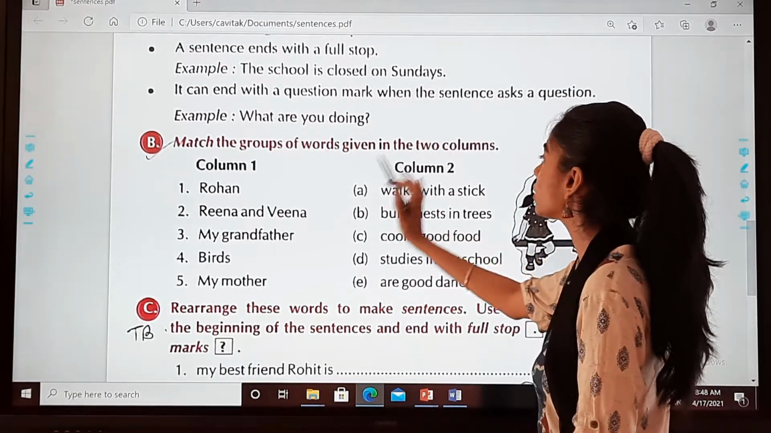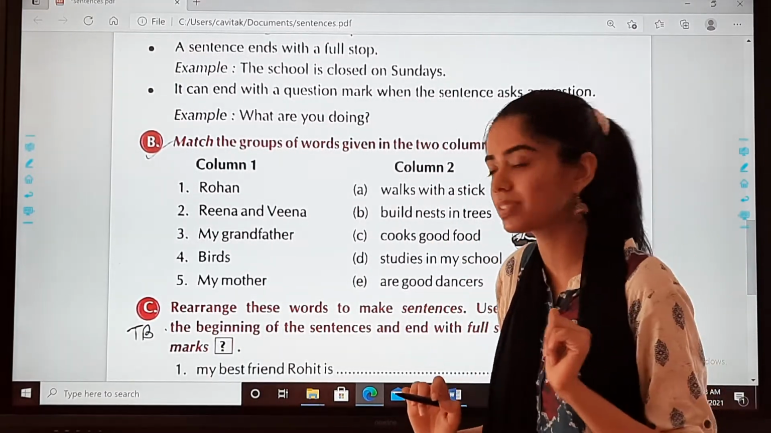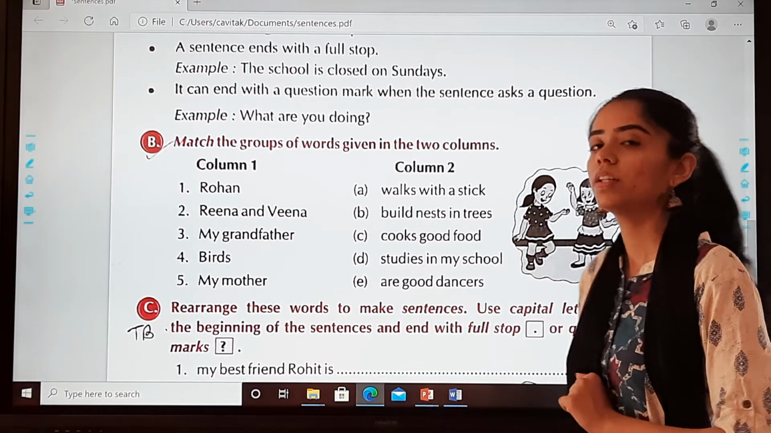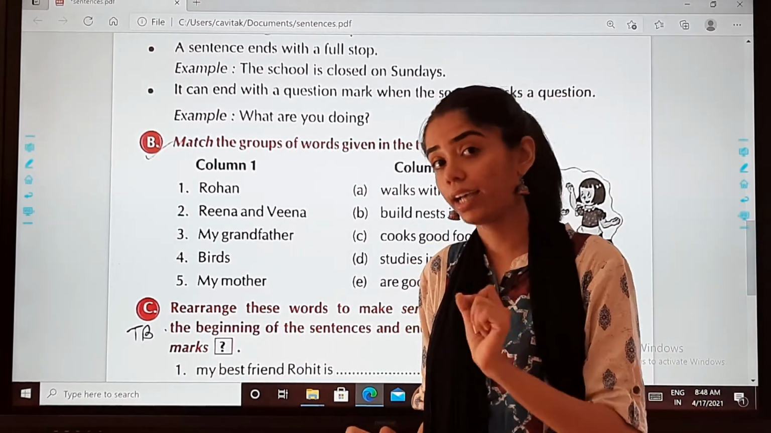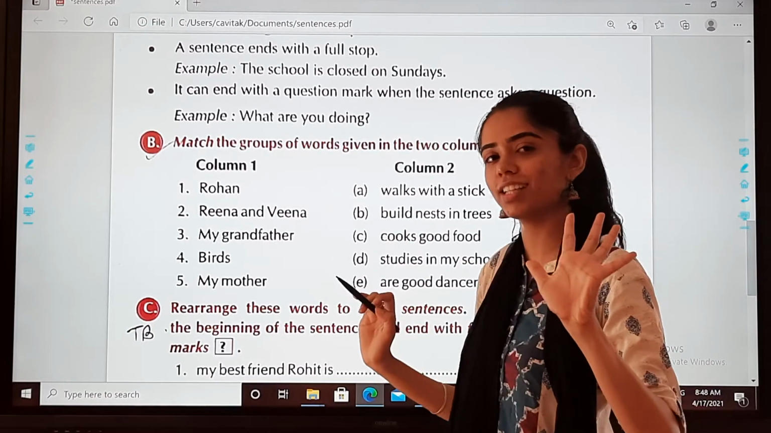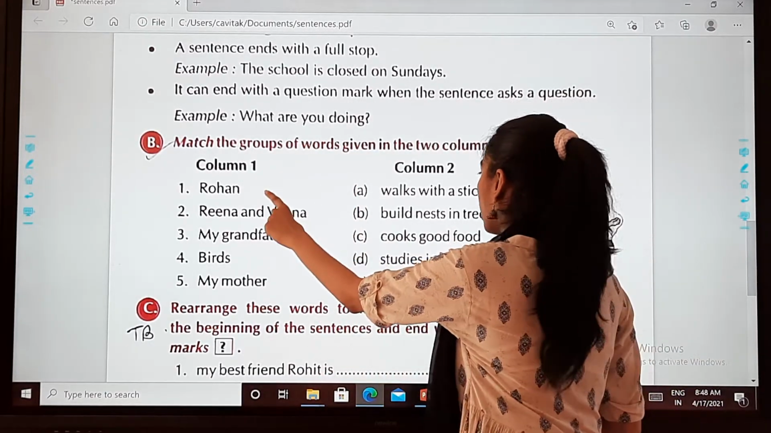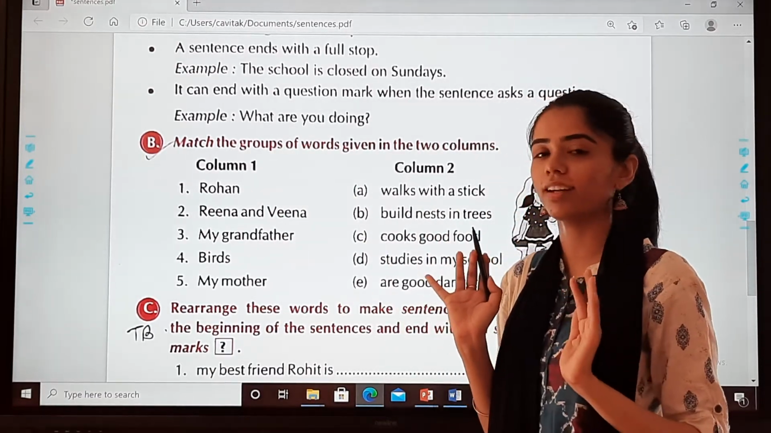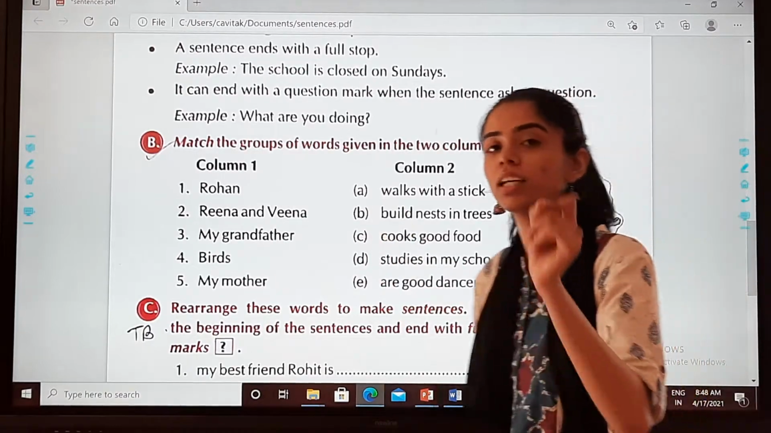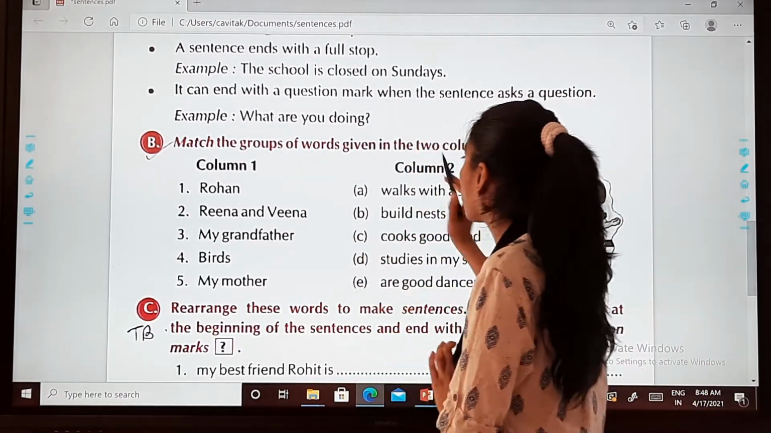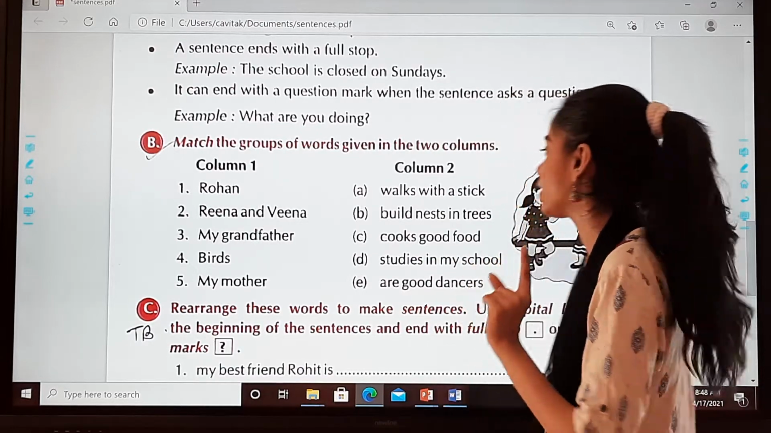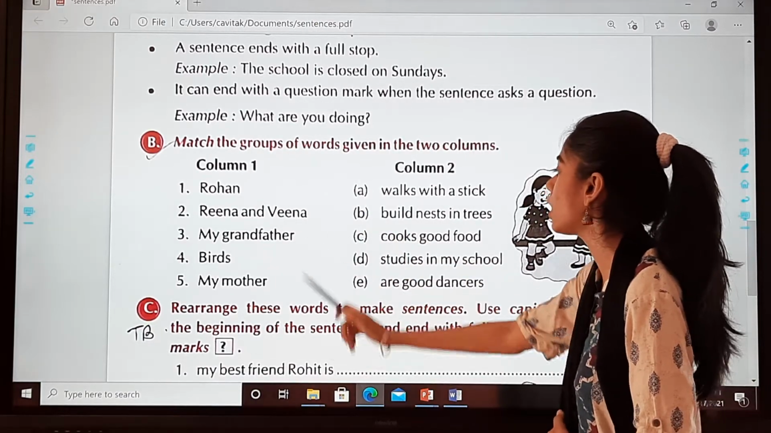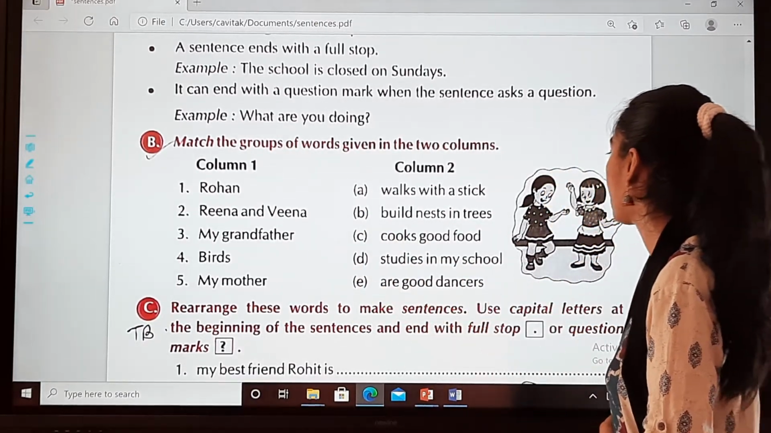Now see, match the groups of words given in the two columns. There is column 1, there is column 2. Now I will tell you few of them and the remaining you will try. There are only 5 sentences. आपको क्या करना है? कॉलम A से कॉलम B से मैच करता हो ऐसे sentences को together रखना है. Okay? Now first I'll tell you, just look at both the columns and read it. Okay, let's read it. Rohan, Reena and Veena, my grandfather, birds and my mother.